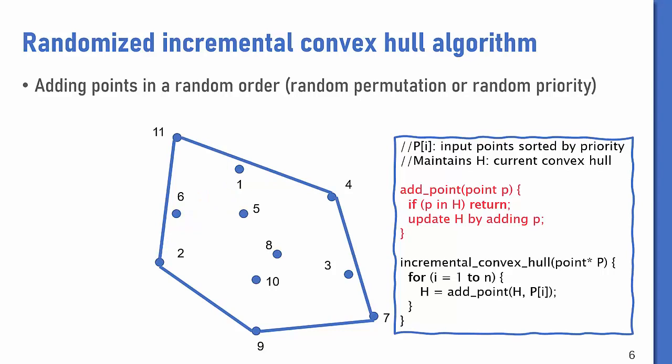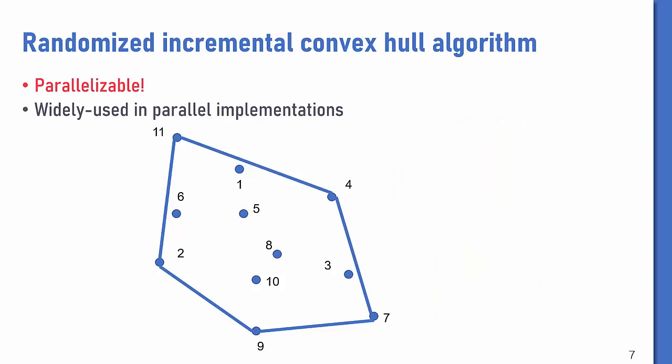Also, this example is in 2 dimensions. It's similar in higher dimensions. In d dimensions, we're going to add and remove the facets in d-1 dimensions instead of the edges as shown here. Although this also looks inherently sequential, it is actually parallelizable, and is the most widely used algorithm in parallel implementation.